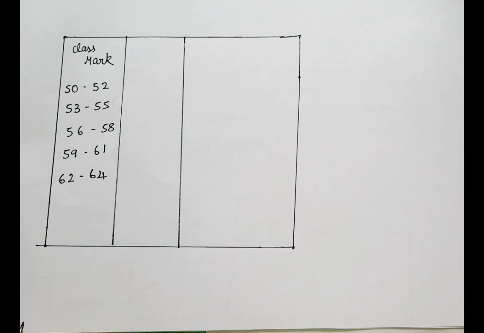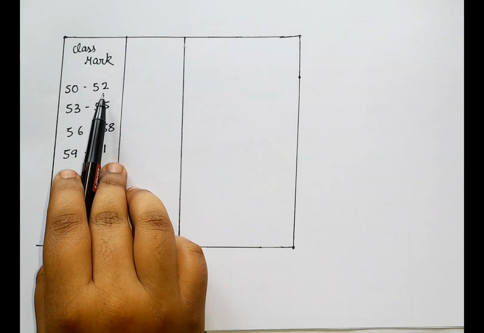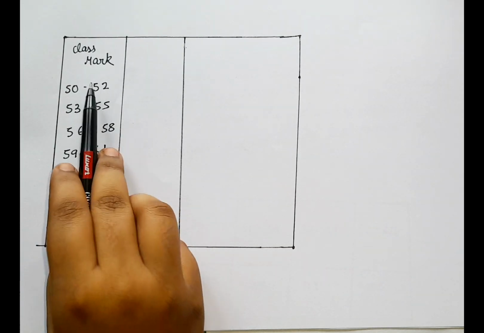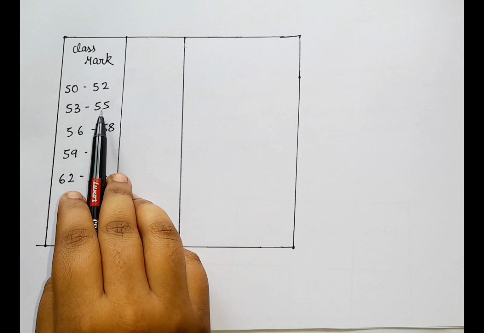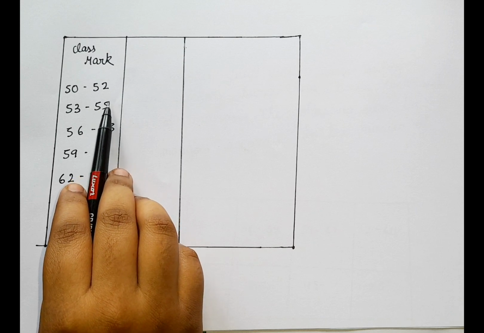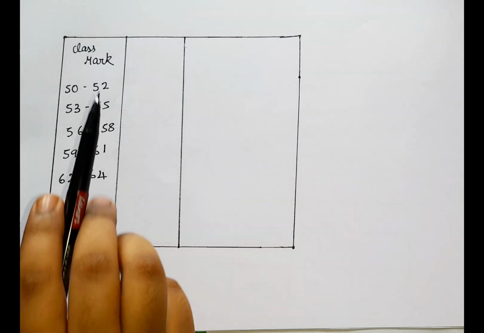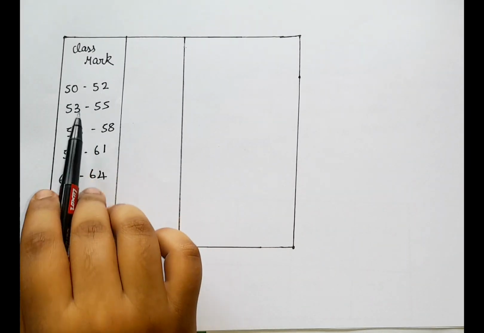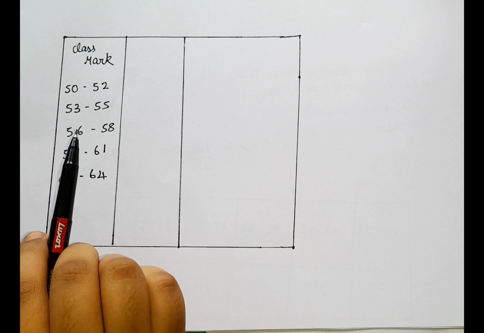Okay guys, now when you look at this table, I just wrote the class mark which was mentioned in the question. But here we have a twist. Did you notice that we have 50 to 52 and then we have 53 to 55? It is not continuing. We should get 52 to 55, not 53 to 55. In previous questions, we didn't face this type of question. In all the questions, the classes were continuing, but here it is not continuing.